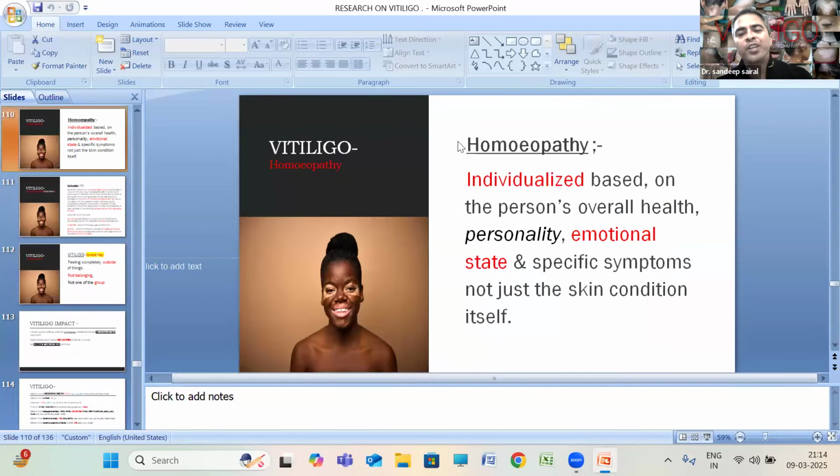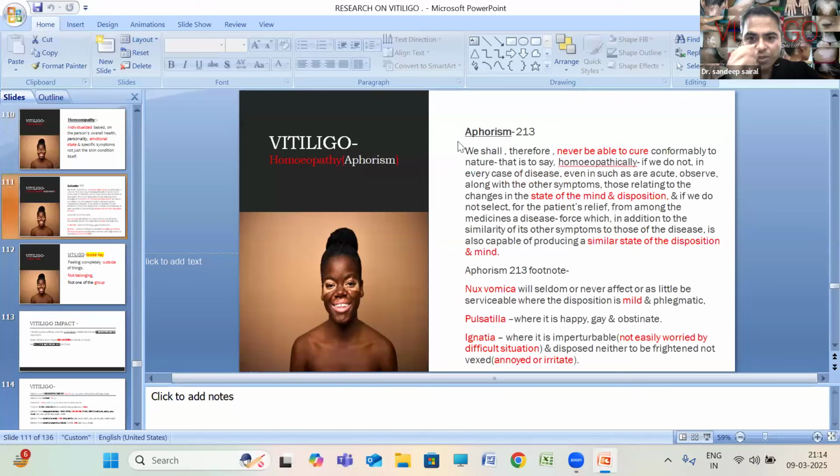See, homeopathy is not based on the skin symptoms or the specific symptoms. You cannot give the medicine on that. You need to give the medicines on the basis of the emotional state, and the personality of the patient should also be considered. Aphorism 213 also supports this point. It says that you won't be able to cure the case unless you cover the mind of the patient, and that should be matched with the mind of the medicine.